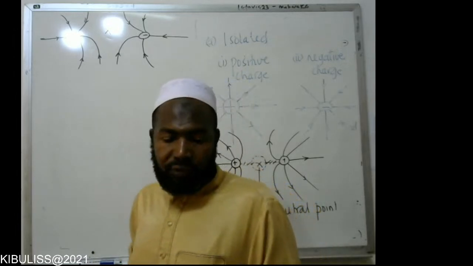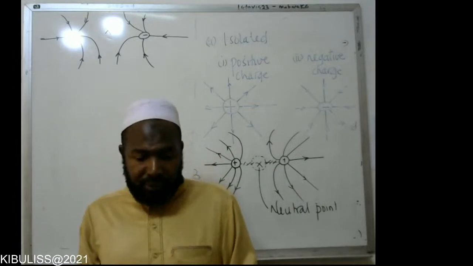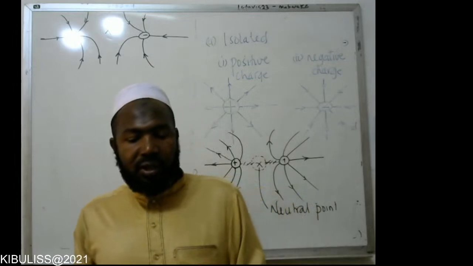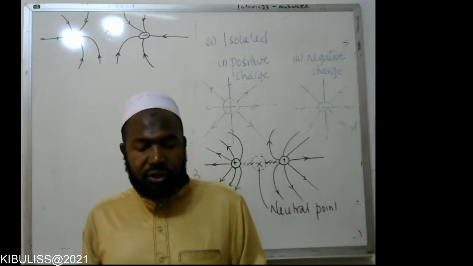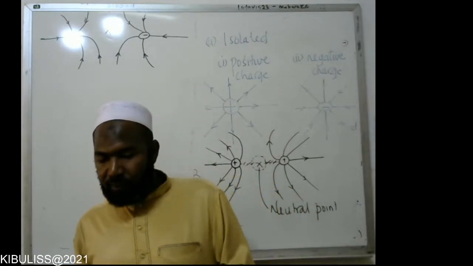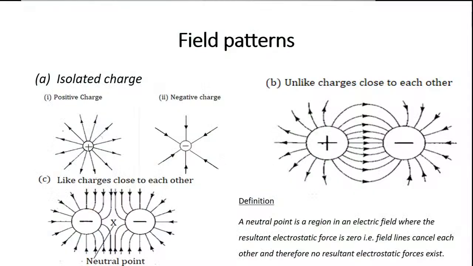So that calls for the definition of a neutral point. We are saying a neutral point is a region in an electric field where the resultant electrostatic force is zero. And we said at that point, the field lines cancel each other, and therefore no resultant electric forces exist at that point. So that's how we define the neutral point.